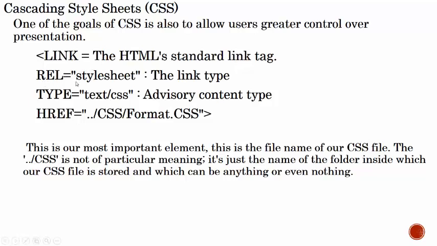REL. The next attribute of the link tag is REL. It can be a style sheet. This one is the link type. Next attribute is the type. It is text or CSS, the advisory content type. Type is the advisory content type, so which content type the available style sheet has can be specified by using the type text attribute.